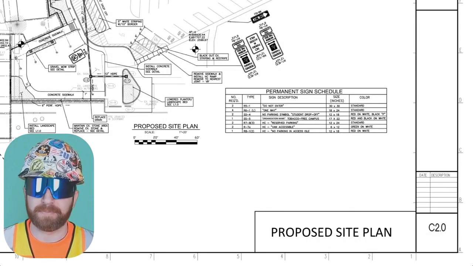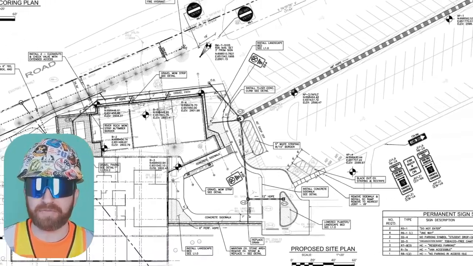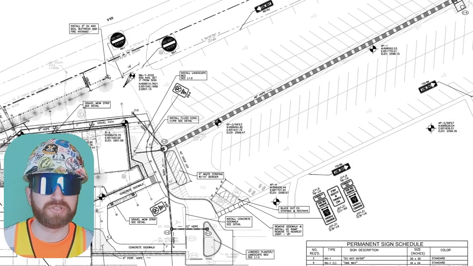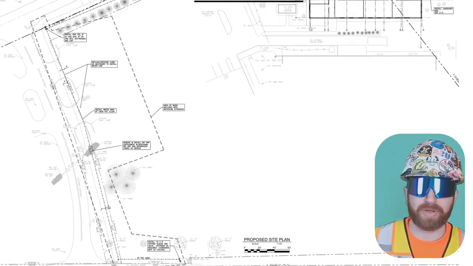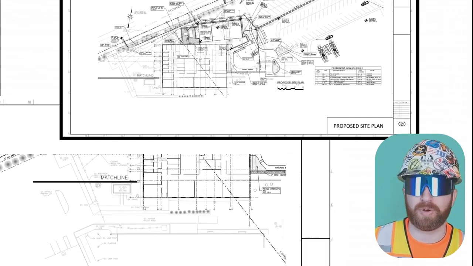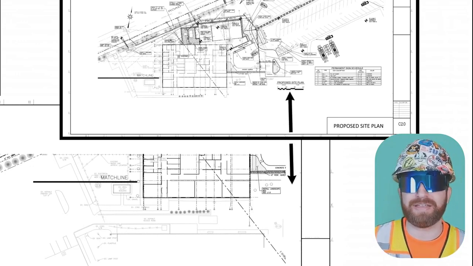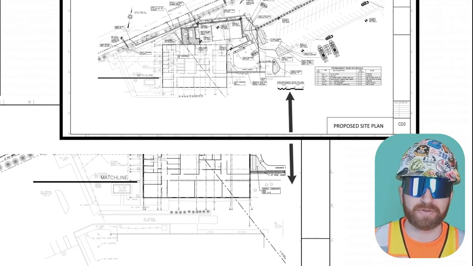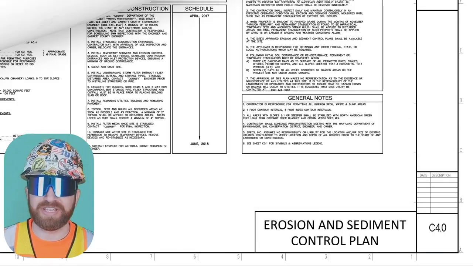C2.0, proposed site plan. This is where the bulk of the information is going to be and where I'd spend most of my time referencing back to this set of drawings through all these other drawings that we're going to be looking at. C2.1, the proposed site plan continued. Okay, so here's what I was just talking about with that split. And this is just based on the fact that this project takes up a large square footage. So the architect and design team split it up into these pages so that information is not too congested, making it difficult to read. C3.0, proposed site grading plan.